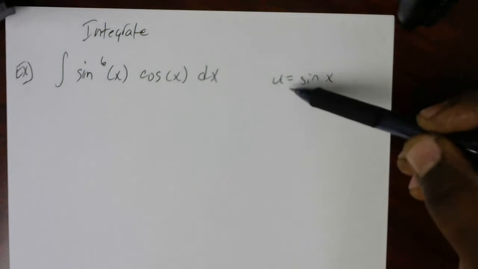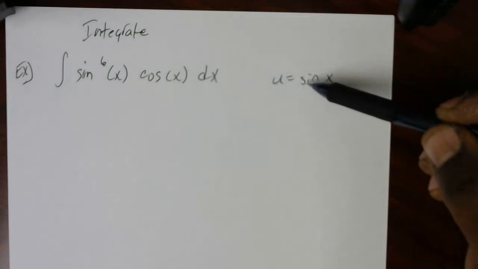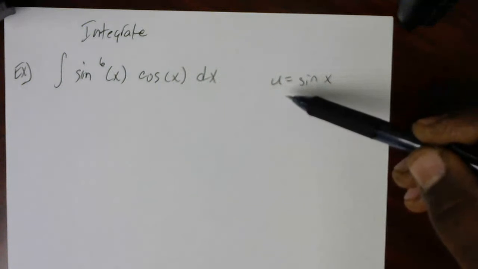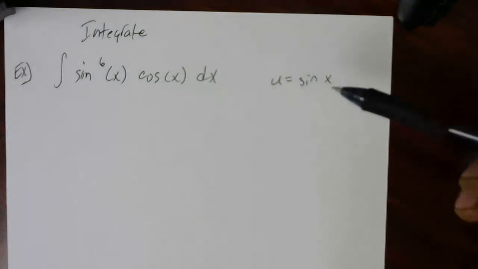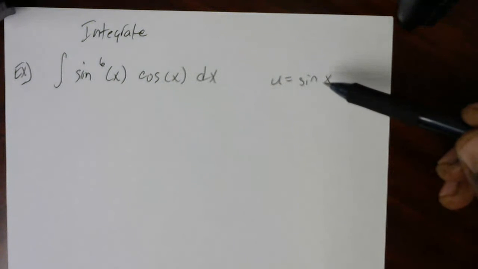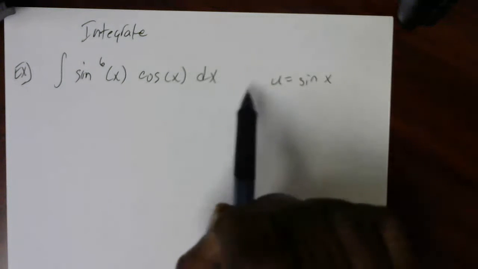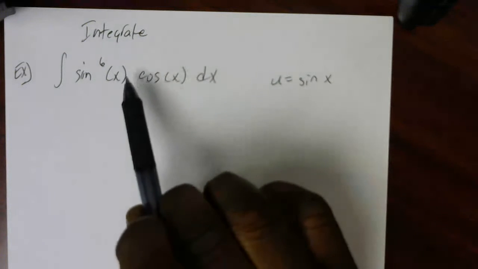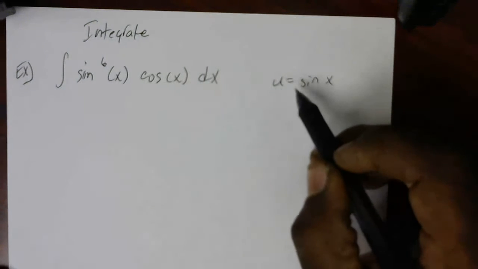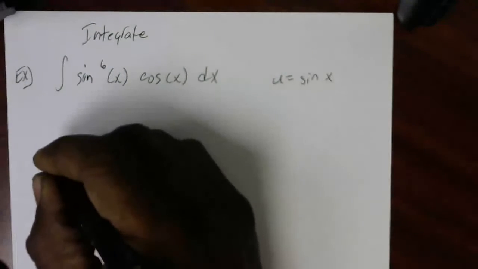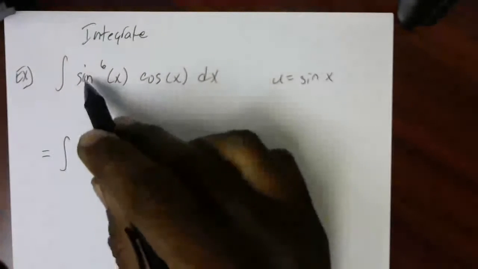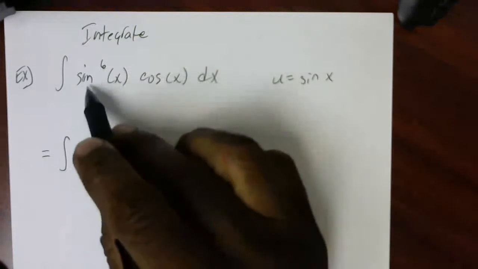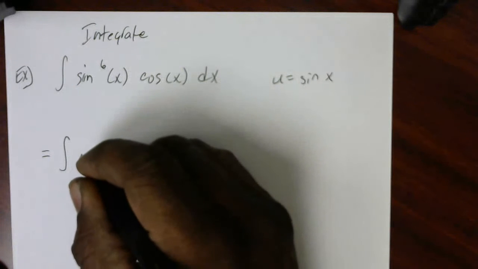One of the reasons why I'm choosing to make u equal to the sine of x is because the derivative for sine is cosine. So just by knowing that, I should be able to take the derivative and substitute this out with a du. With u equal to sine x, I could rewrite this as u to the 6th power, because u is sine x and sine x is to the 6th power.